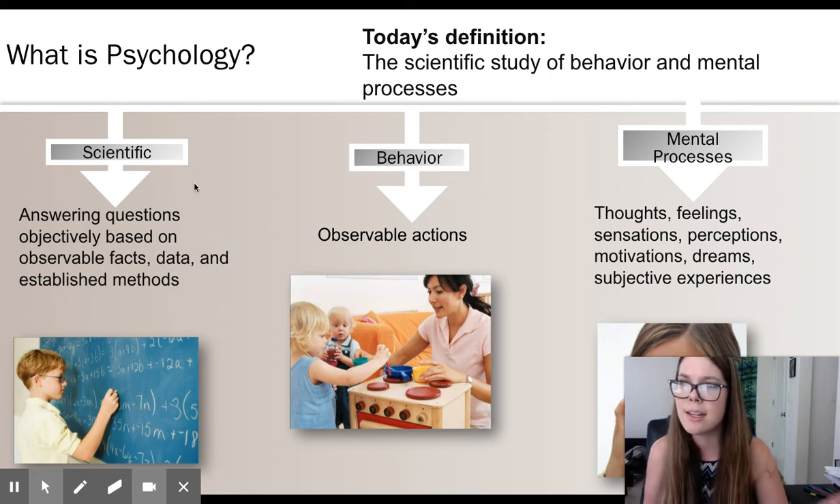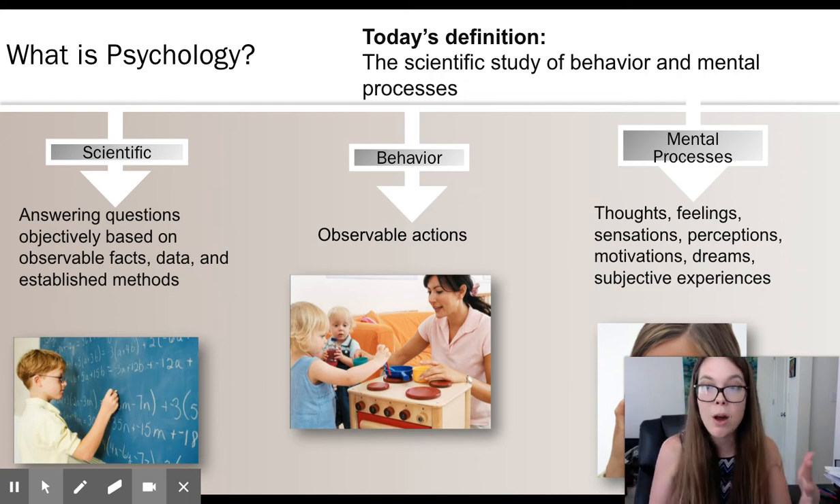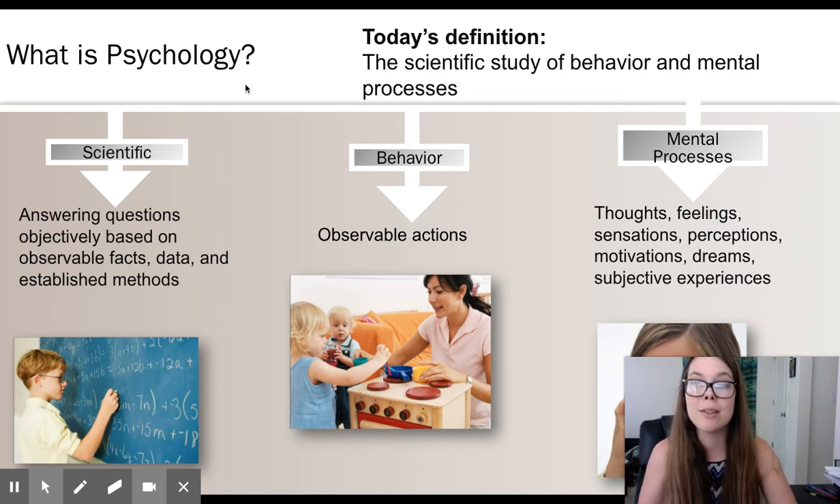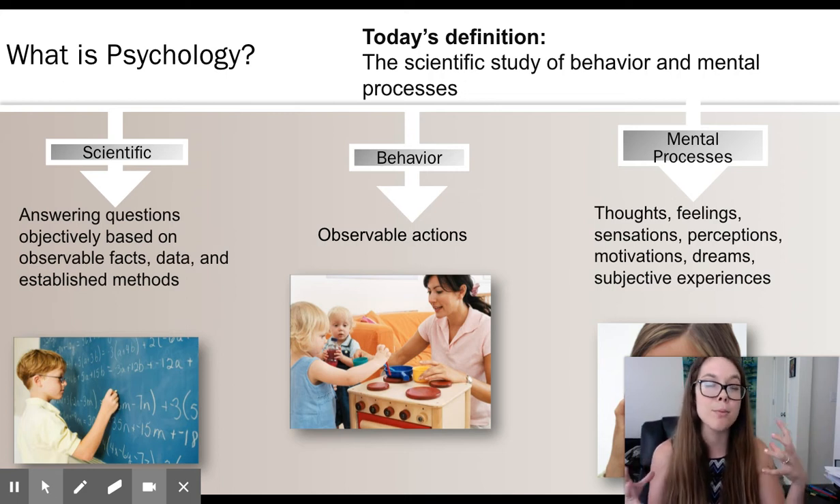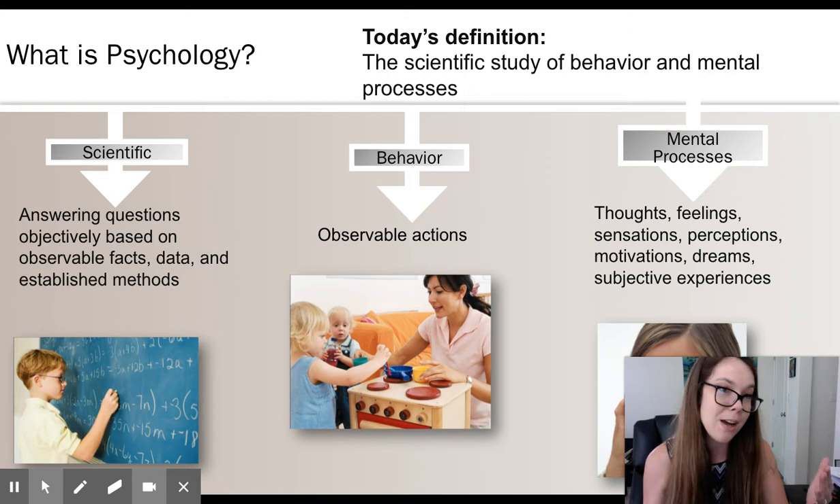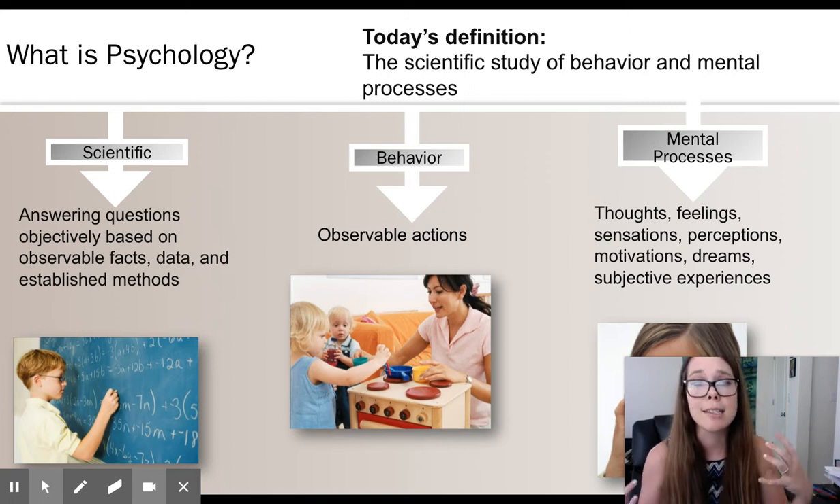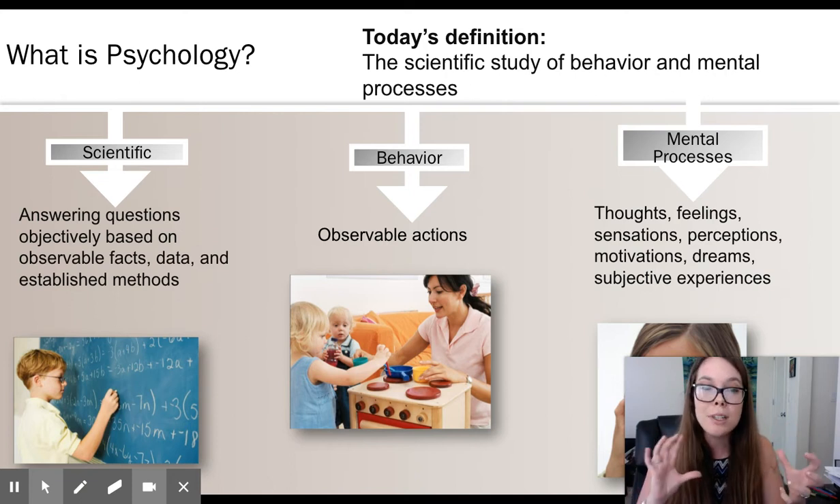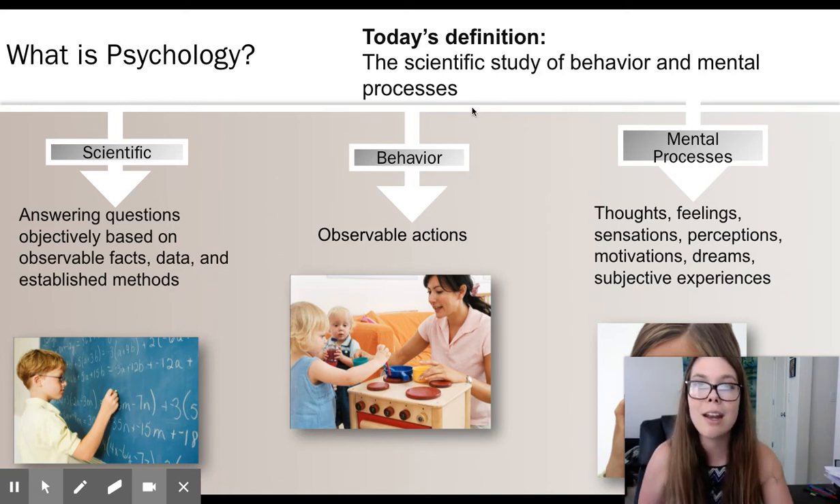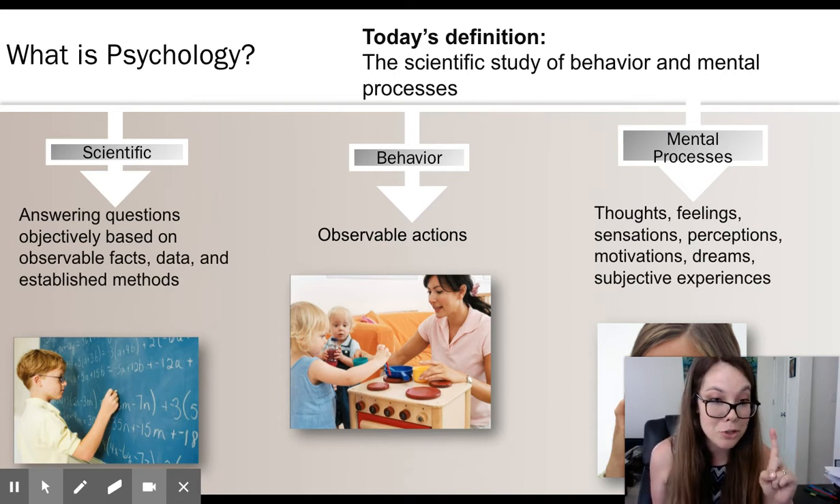So the scientific end is answering questions objectively based on facts. So behavioralists, which we'll talk about, love to see actions, which is where the behavior portion of psychology comes from, observable actions. But then there's the mental aspect of psychology, which is your thoughts, feelings, sensations, perceptions, motivations, dreams, and how your experiences shape you, right? And there's a reason that we're all different, and it's because we are molded from nature and nurture, which is genetics and environment, to create who we are and how that influences our actions, right? So again, the scientific study of behavioral and mental processes. Very important. Know what the psychology definition is.